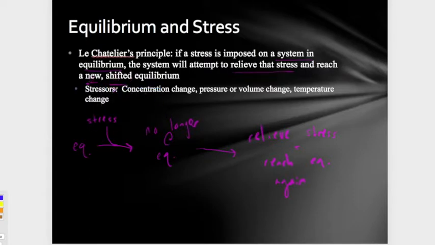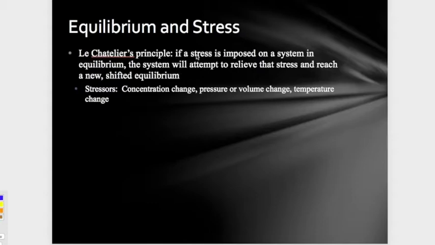When it reaches equilibrium again, I say it's a new shifted equilibrium. That means the equilibrium position will be shifted. In other words, the K value can't change. There's only one way to change a K value. We'll talk about that later. But the K value cannot change. Instead, the concentrations of reactants and products may have shifted around. Okay? So to understand this, we really need to understand what is meant by stress.